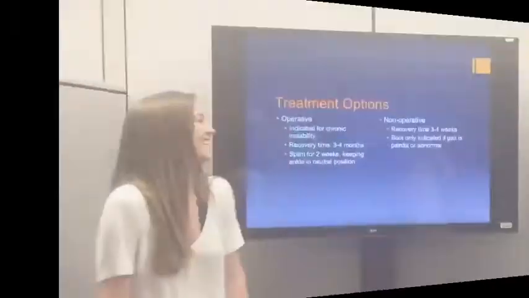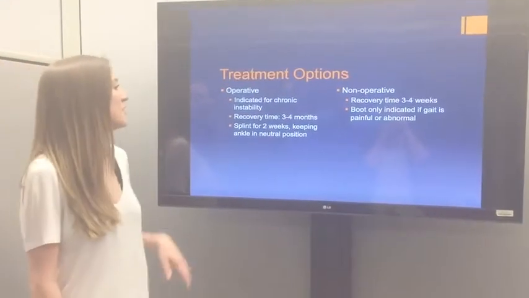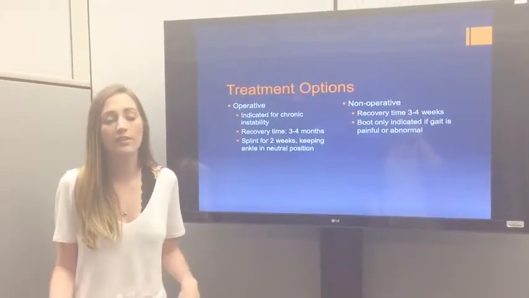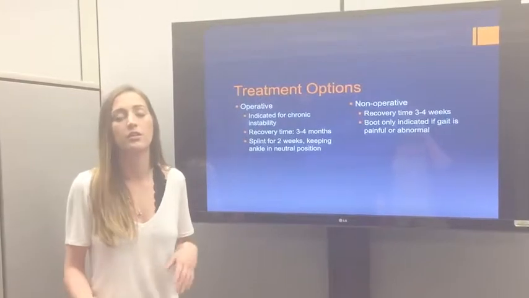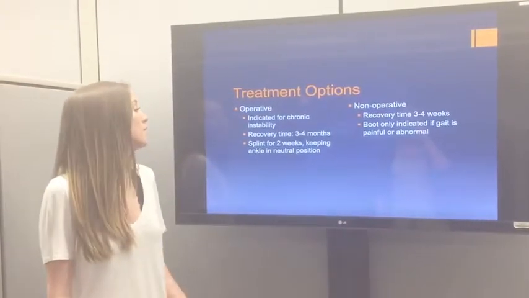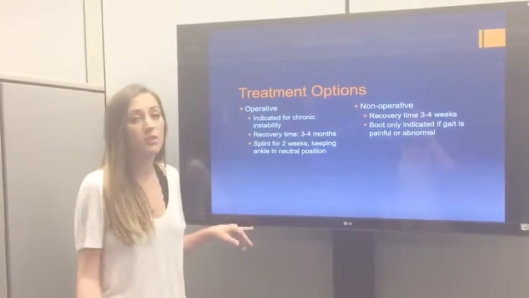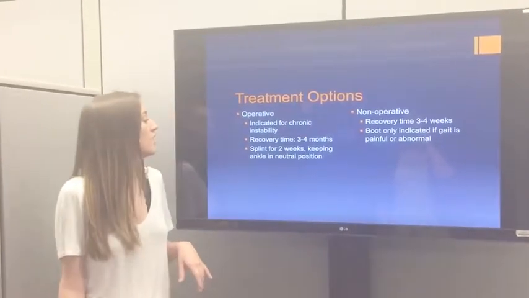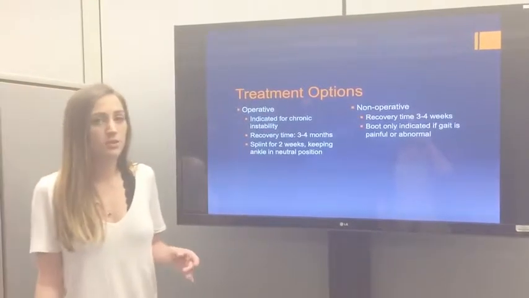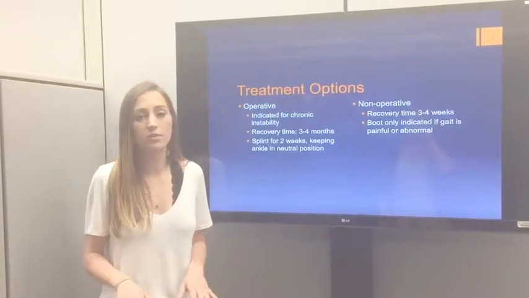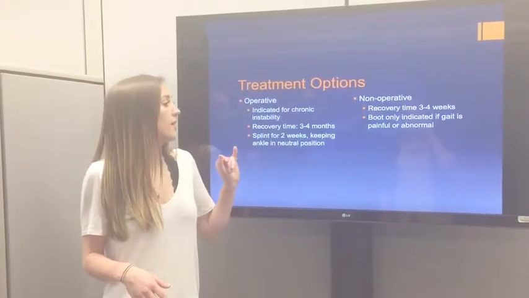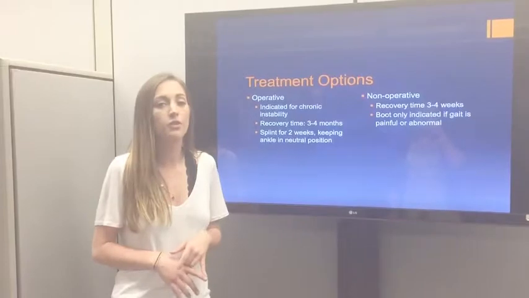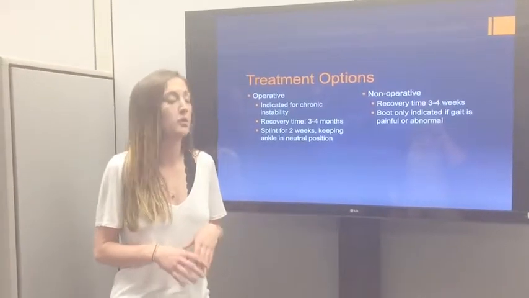All right, so our treatment options, we have operative and non-operative. Operative is only indicated when you have a chronic instability, so they chronically are spraining their ankle, they can't get it to stop. Our recovery time for operative is 3 to 4 months when compared to non-operative, which is only 3 to 4 weeks. And also with operative, you have to splint for 2 weeks and keep that ankle in neutral position. While non-operative, all you have to do is put them in a boot if they have a painful gait or an abnormal gait, so they're limping or whatnot.